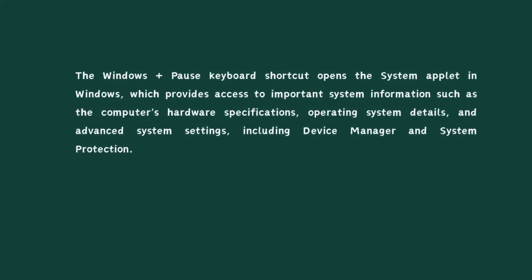The Windows plus Pause keyboard shortcut opens the system applet in Windows, which provides access to important system information such as the computer's hardware specifications, operating system details, and advanced system settings, including device manager and system protection.